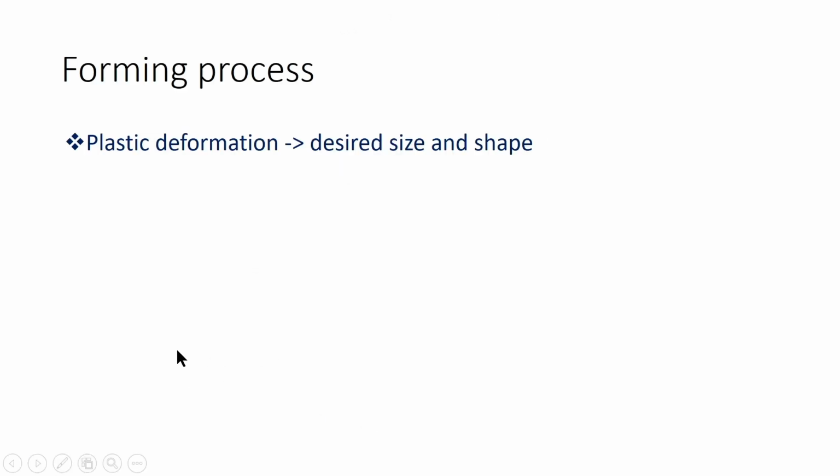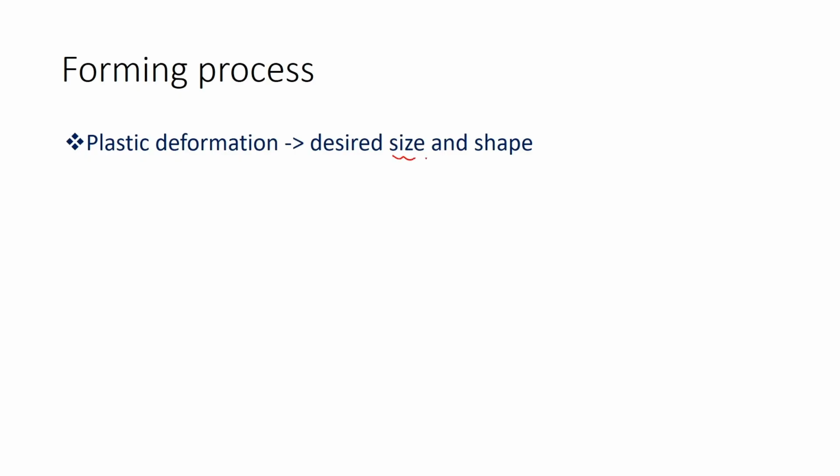Well, the next manufacturing process is the forming process. In the forming process, we are applying mechanical stresses on the work part or the raw material, and then we are getting the desired shape and size of the product. When we apply the mechanical stresses, there is a plastic deformation of the work part.